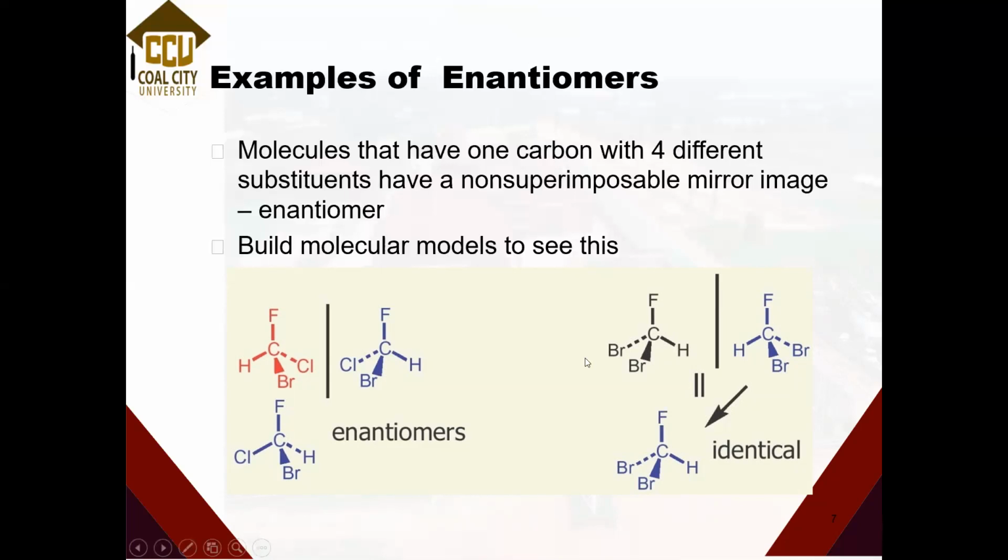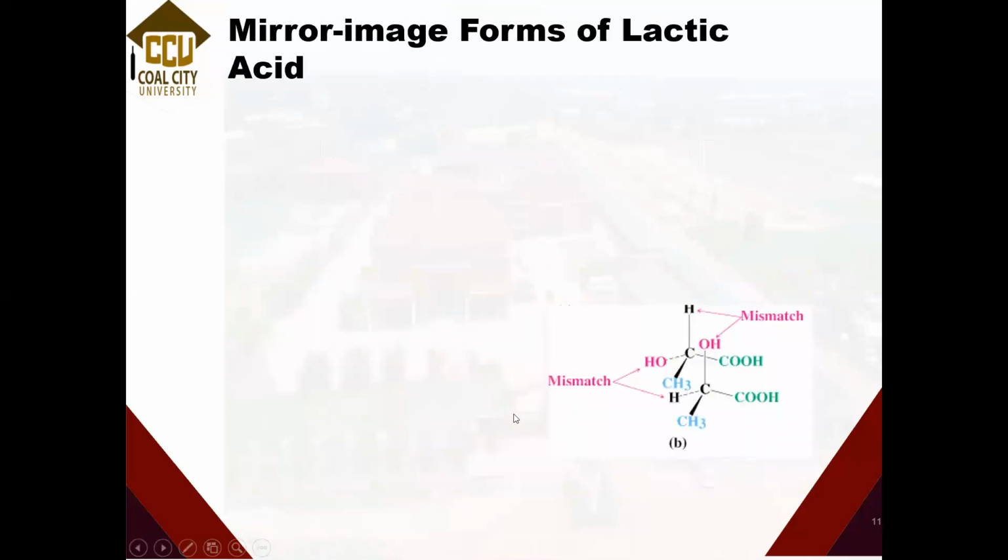What is the big thing for you to take from what I just said? Every substituent around the carbon must be different. If not, that carbon cannot form a non-superimposable mirror image, and as such, it will not form enantiomers. But if all four substituents are different, the mirror image will be non-superimposable, and as such, they will form what we call enantiomers. Now, mirror image forms of lactic acid.